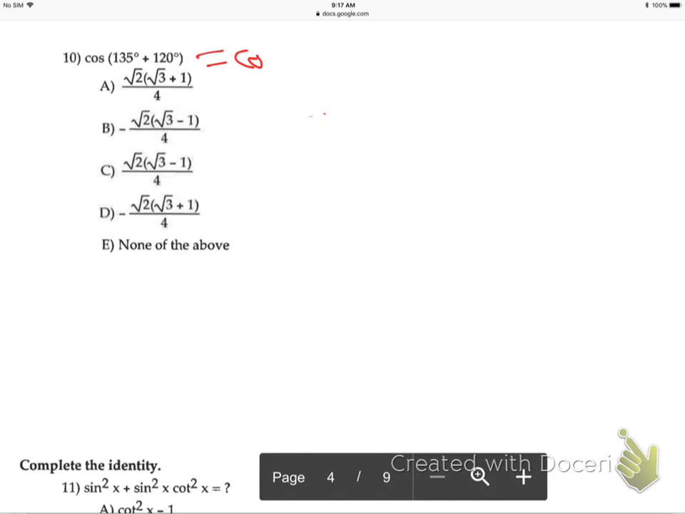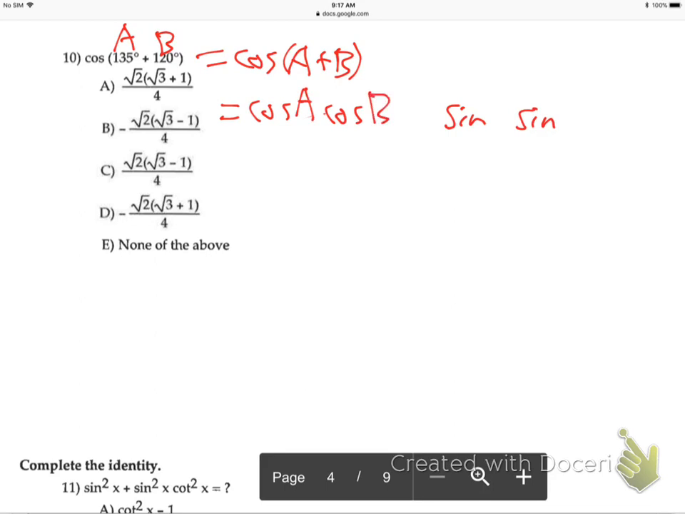So they want me to do cosine of A plus B. This is A, this is B. Okay, so how do you do that? What's the formula? You have it on your 3x5 card. Cosine, sine, A, B. And cosine, it's opposite in the middle, right? It starts with plus, then it's minus in the formula. Or if it starts with minus, it's plus in the formula. All right, so let's do it.